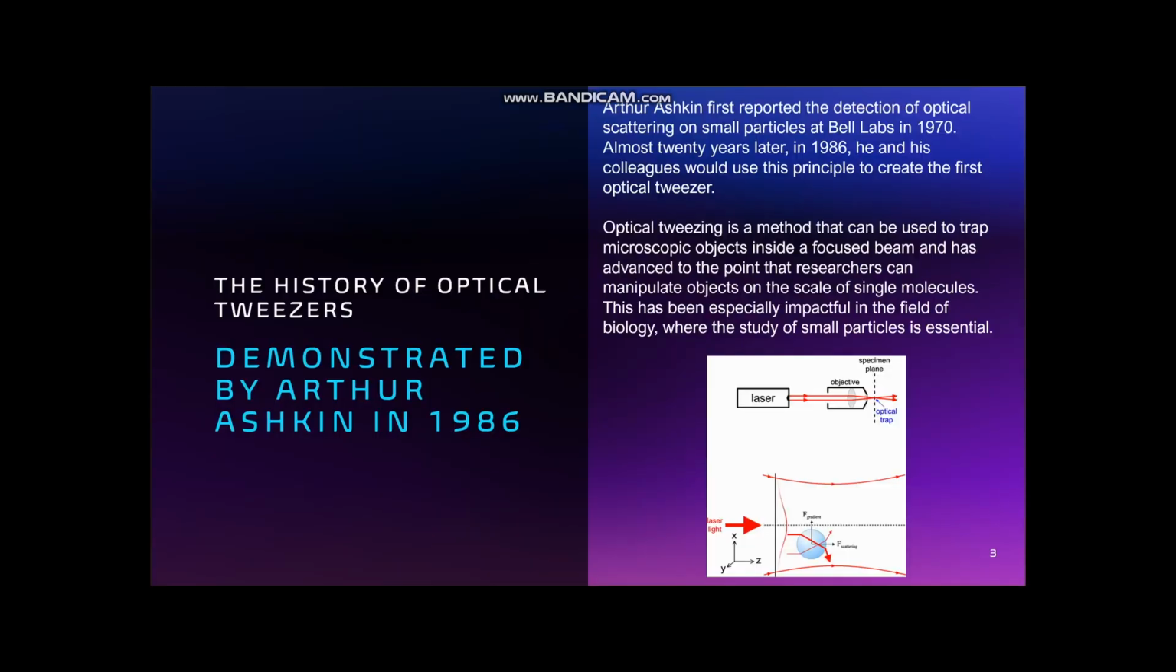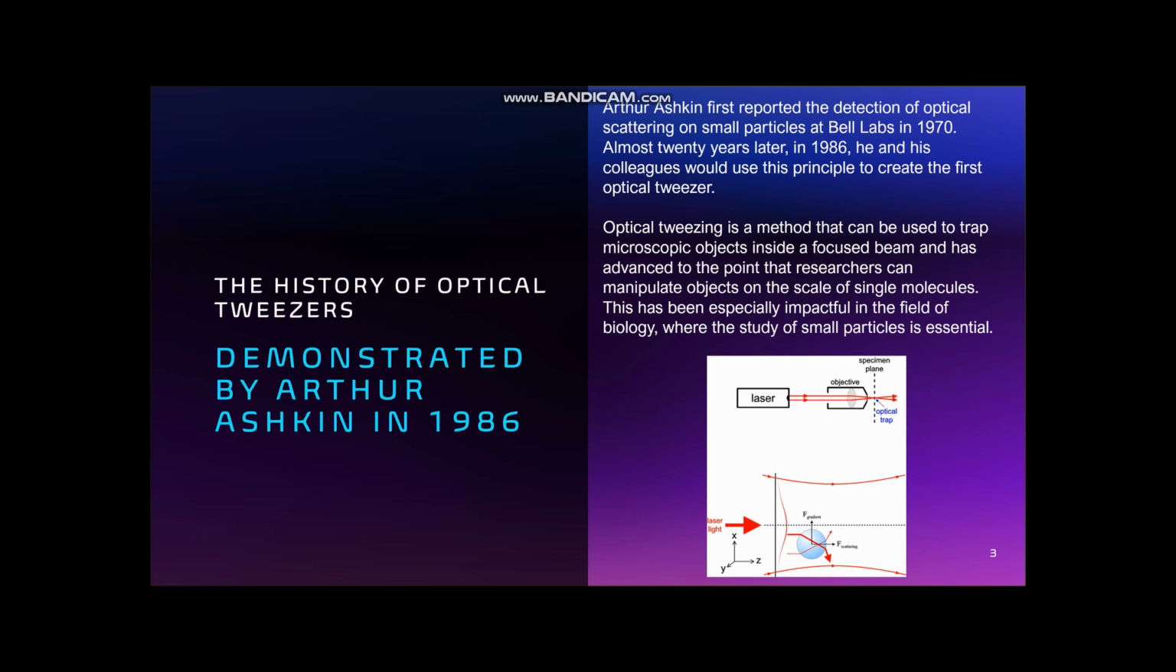optical tweezers. Optical tweezers was first used by Arthur Ashkin in 1986, who first reported the detection of optical scattering on small particles in 1970. This concept was what ended up helping him discover and use optical tweezers later on.